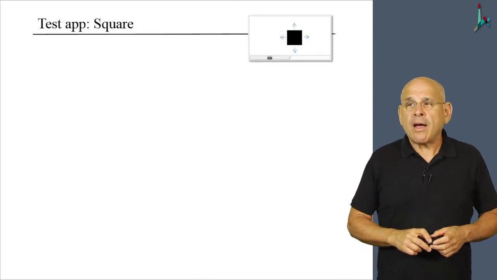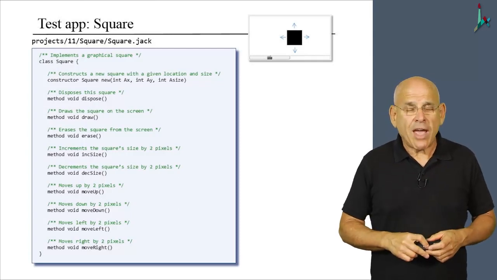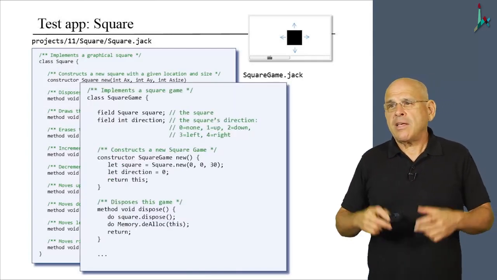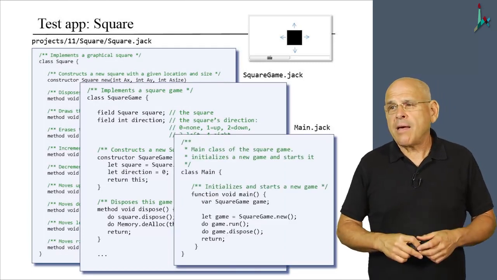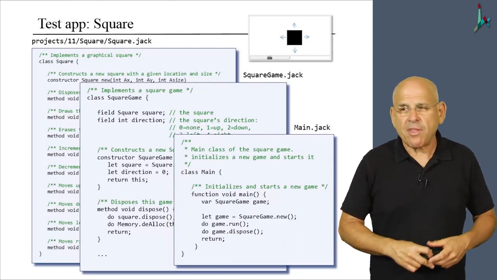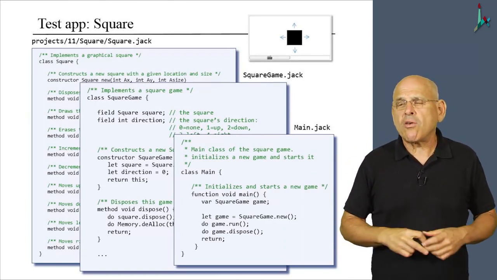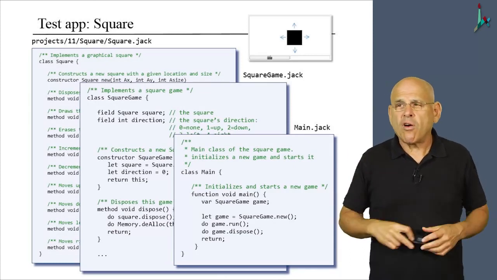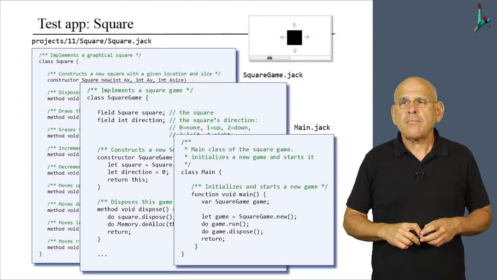The Square directory includes the square.jack class file, the squaregame.jack class file, and a main class that tests everything. And once again, these files were discussed previously in the course. If you want, you can go back to look at them.